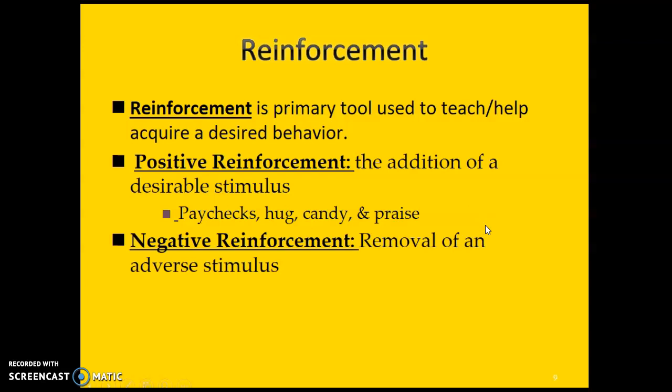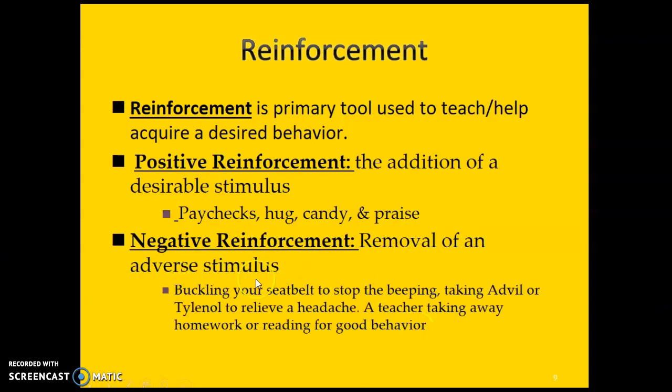Negative reinforcement, this is where it can get a little tricky. So negative reinforcement, we're removing something we dislike. So negative reinforcement, we take the bad stimuli away from us. So you buckle your seatbelt when your car stops beeping. Why? Not necessarily to be safe, but to stop the beeping.